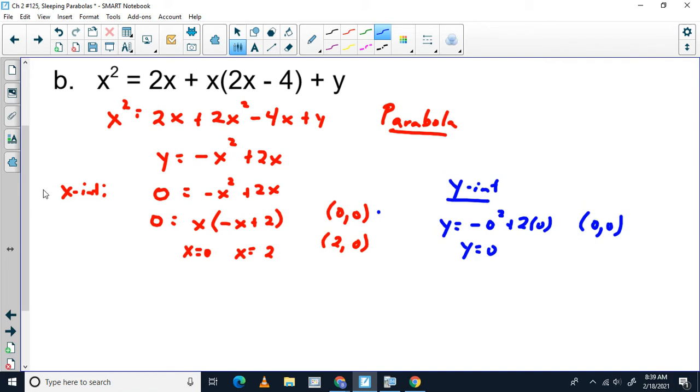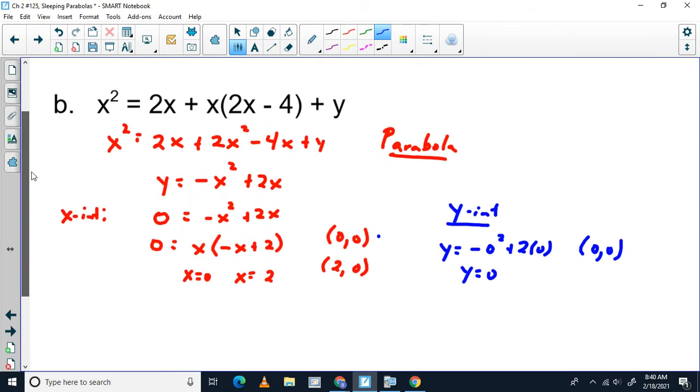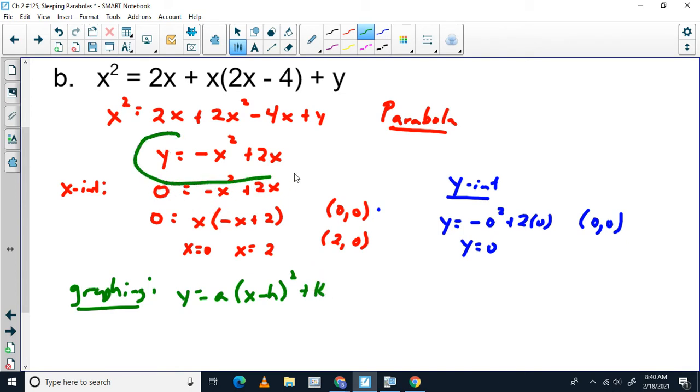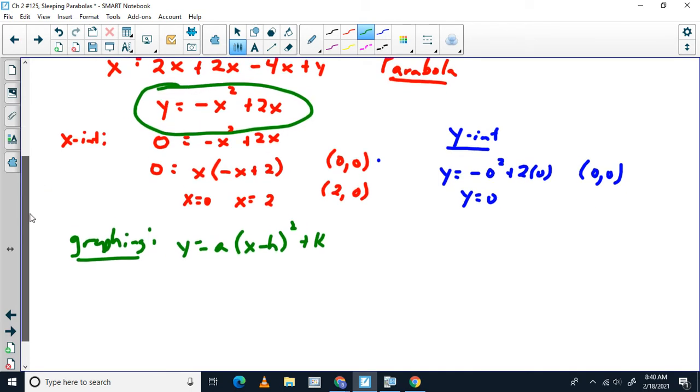All right, then the last thing they wanted us to do was to write it in graphing form. So if I write it in graphing form, remember in general, that's this form. So I'm trying to take this equation and get it into that form. All right, well, we already know the a value because notice it has a negative sign out in front. So I already know a is negative 1. So I'll kind of keep that in mind.